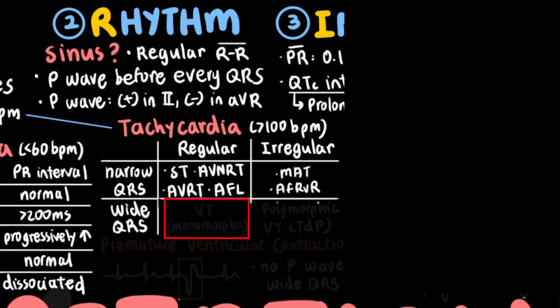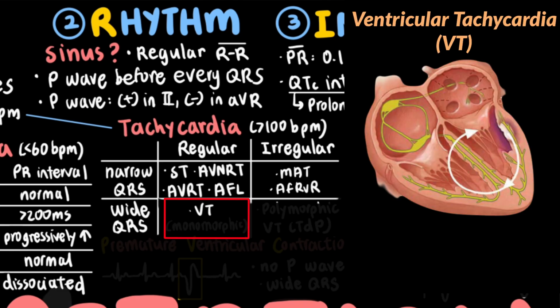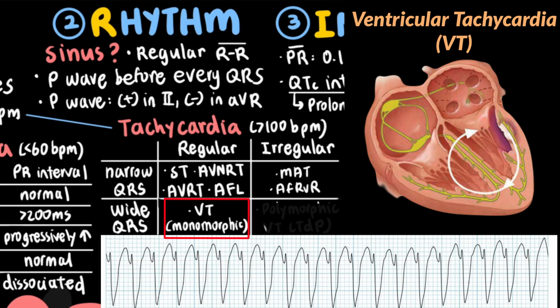Third, wide complex and regular tachycardias. The big one here is ventricular tachycardia, or VT. It arises from the ventricles, so the QRS complexes are wide, usually more than 120 milliseconds, and the rhythm is very regular. This is a life-threatening emergency.